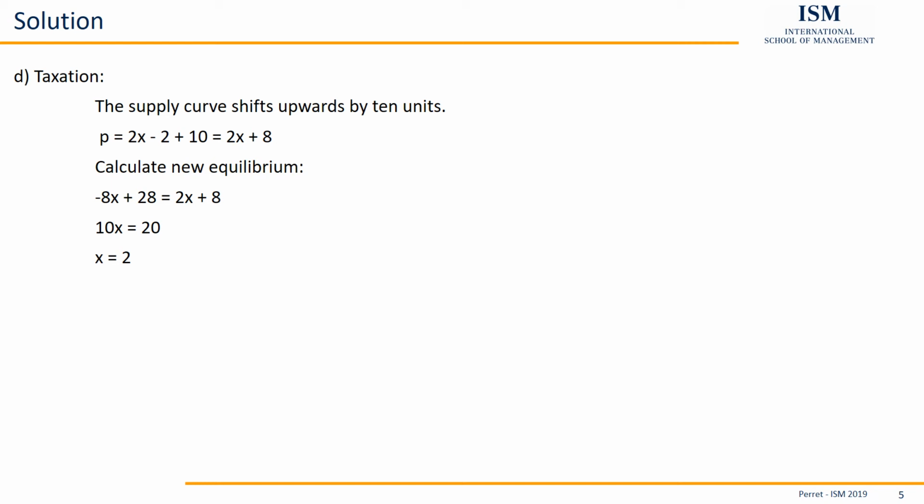We insert this again into one of the two equations. So here we insert this in supply and get a new equilibrium price of 12. So we have our new equilibrium. We have the new intercept of the supply curve with the price axis. That's the 8. So we just substitute these three values in the calculations for consumer and producer surplus, which we had on the slide before.